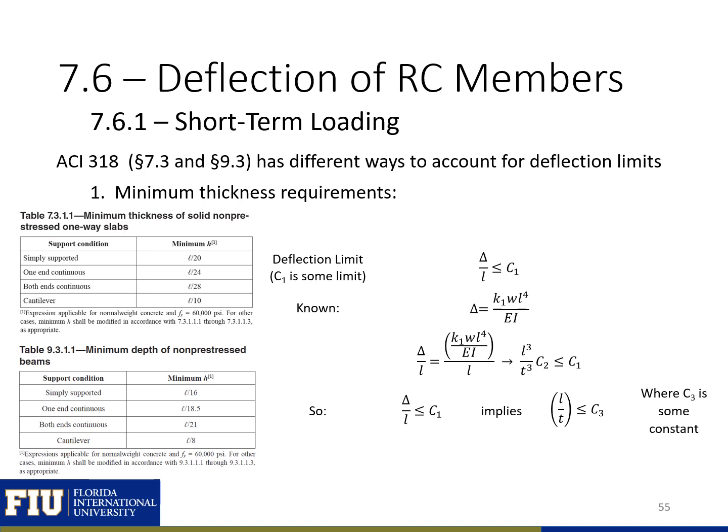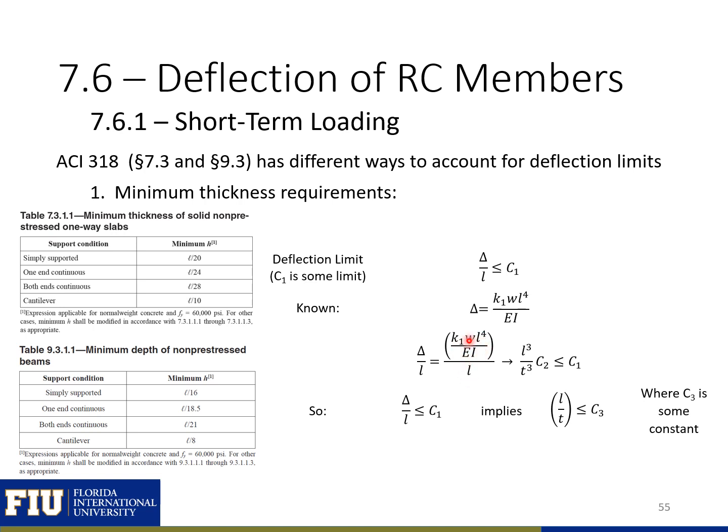ACI has two different ways that they'll account for these different deflection limits. The first is a minimum thickness requirement. We can see that the minimum thickness requirement is actually a deflection limit by the derivation shown on this slide. Let's say that we have some deflection limit, which is delta over length, needs to be less than some constant C1. We know that our deflection will generally be related to our load using something like this expression, and we can plug in our delta here to get this expression here.